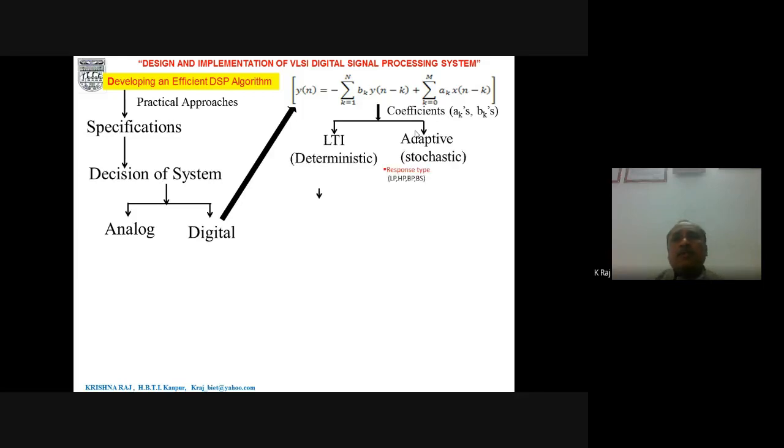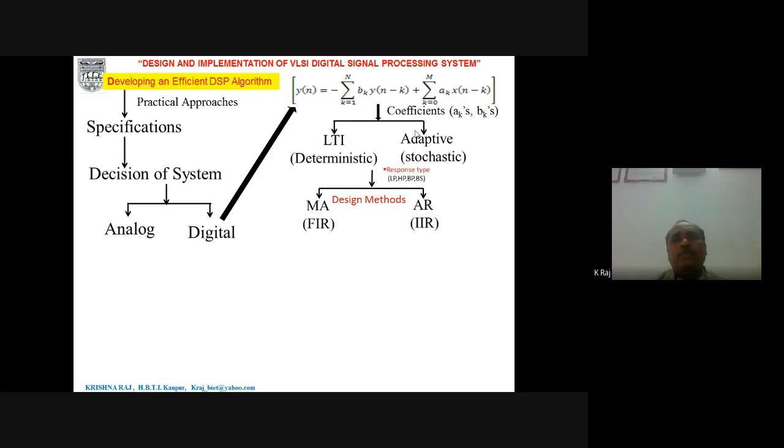The LTI system, in which case the coefficients are constant with respect to time, is also known as the deterministic approach, and the adaptive one will be known as the stochastic approach here.